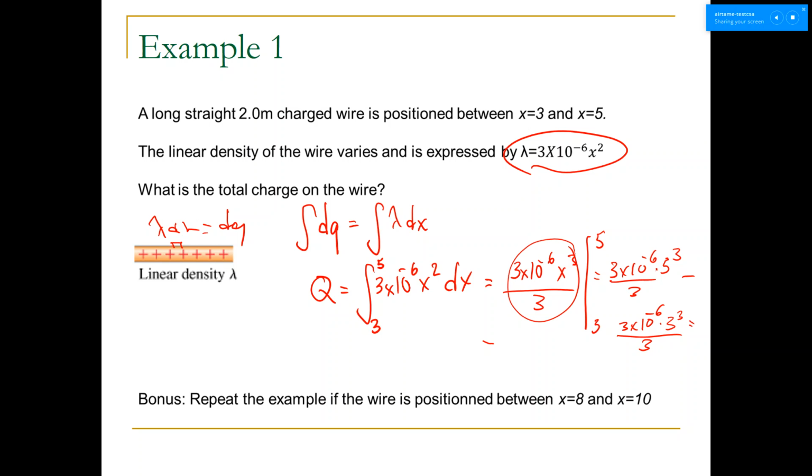Okay, you got a number? 9.8 times 10 to the negative 5. Did everyone get that? What are my units, Marco? Coulombs. Very good.